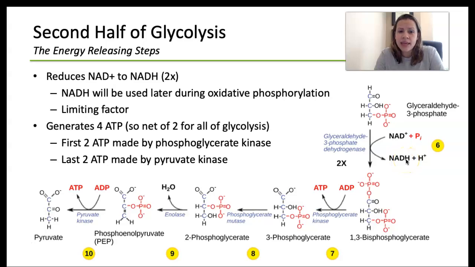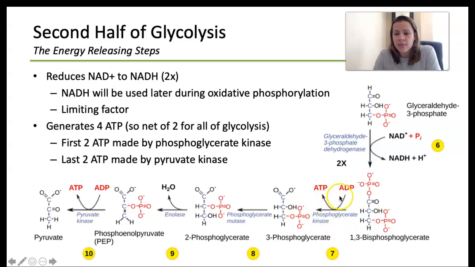That's going to be a big limiting factor, because if we cannot be making more NADH, we won't be able to put it through to the later steps of cellular respiration, because it's needed for the last step of cellular respiration. So this is important because these are going to go off to another step. It generates 4 ATP by going through these steps.